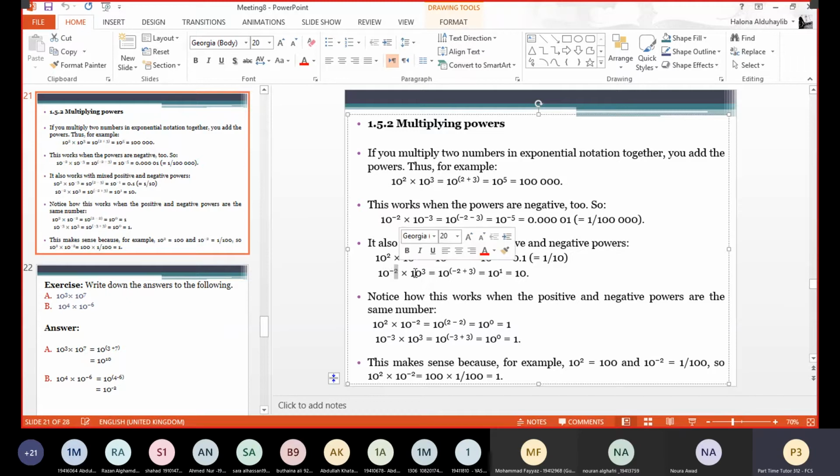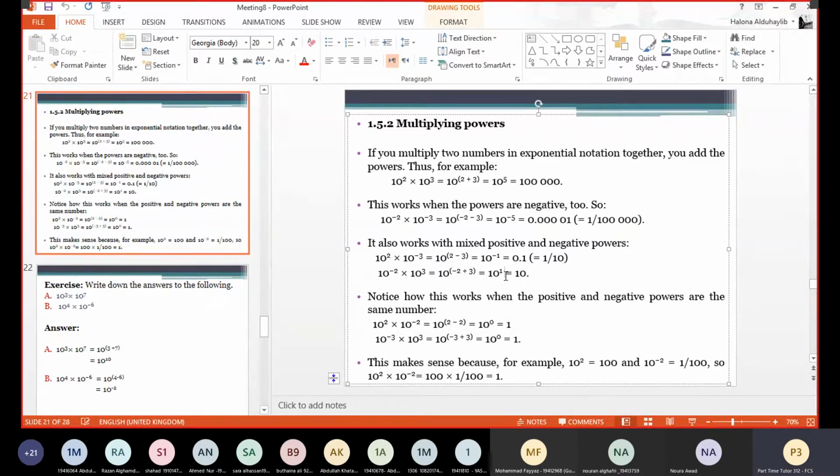10 power -2 multiplied by 10 power 3 equals 10, the base. If you add the powers together, you get -2 plus 3, which is 10 power 1, equal to 10. I hope it's clear.